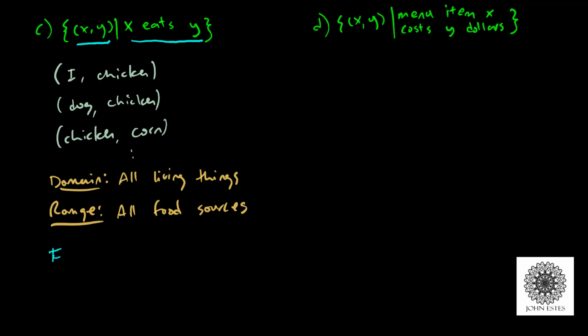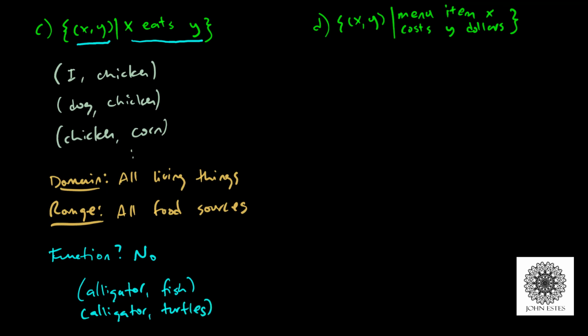Now the question is, is this a function? And so remember, the function is that one input goes to one output. Every input has its own output. So here I think we'd say no, it's not a function. Can you give me an example why? Well, how about an alligator can eat fish, and alligators can also eat turtles, and alligators can also eat alligators and humans and anything that falls in the river, really. Okay, so this is not a function for that reason.